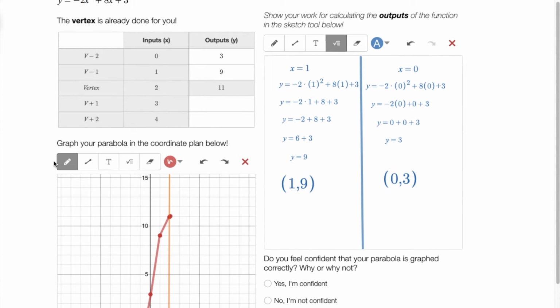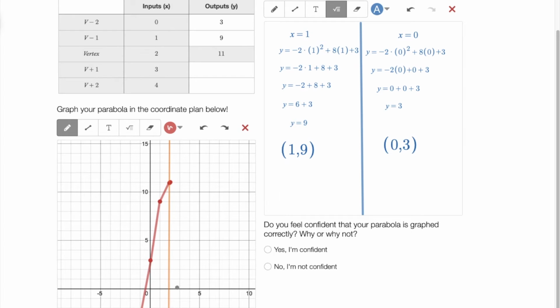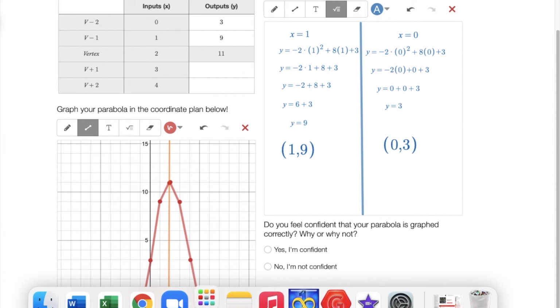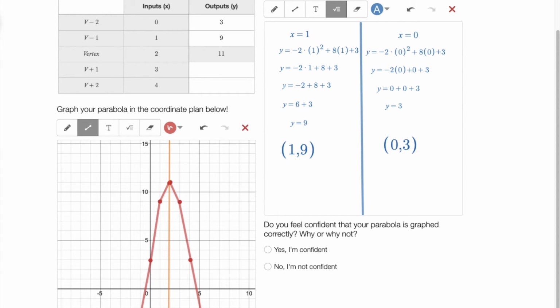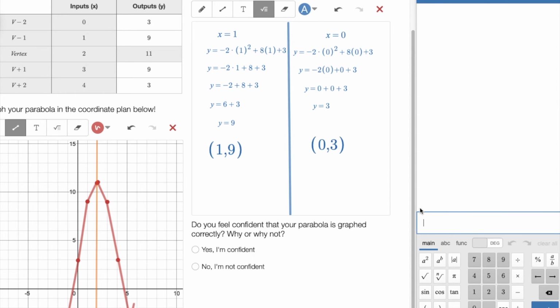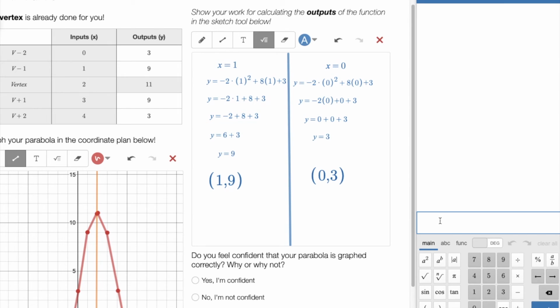All right, so now I can find my other output. For the other side of the axis of symmetry, when x equals 3, that output will still be at 9. And when x is 4, that output will still be at 3. So I can come in here, and again, I feel pretty confident that this is correct because it does have that parabola shape. So 9 and 3. If I wanted to just triple check that this was right, I could plug in 3 and 4 into my function and be sure.